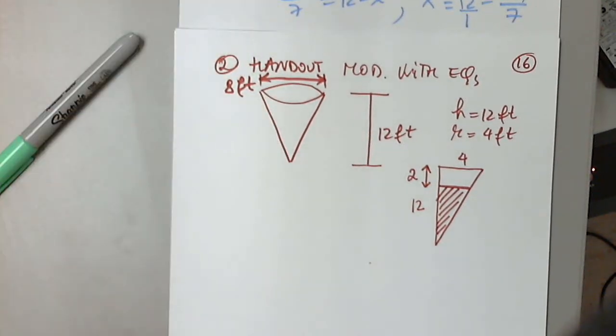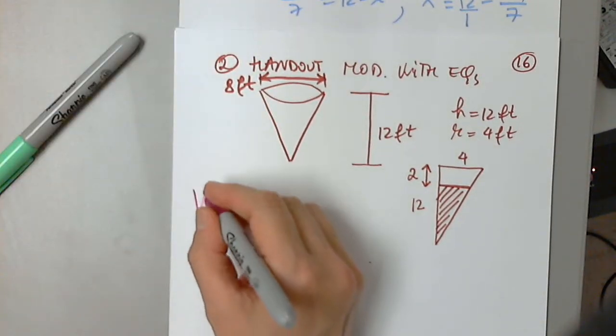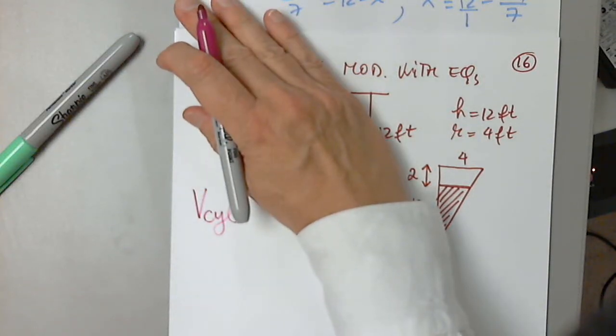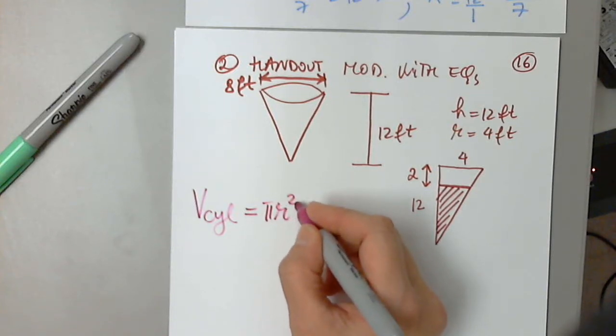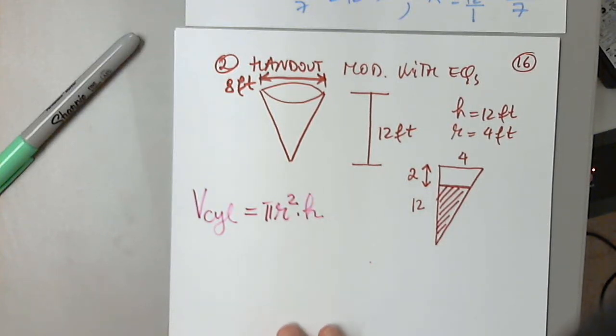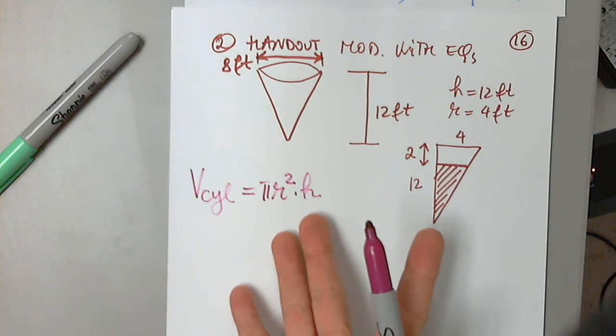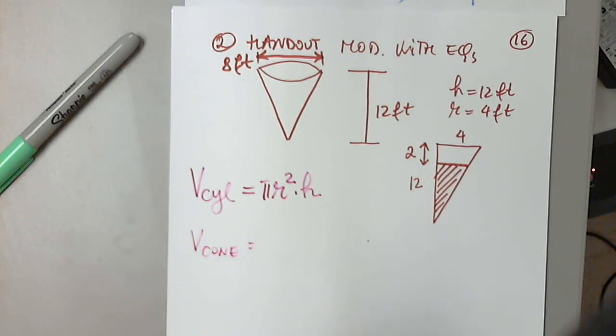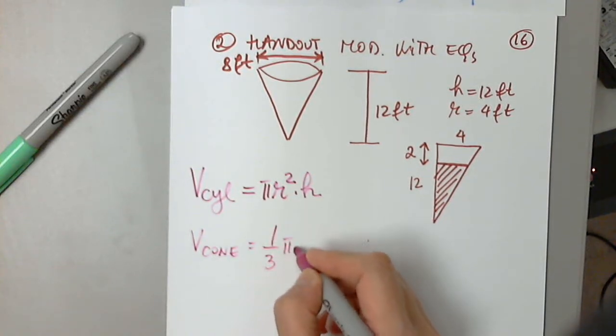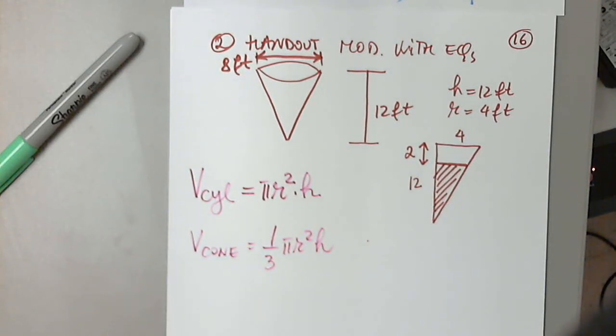Let me refresh your memory on some formulas. The volume of a cylinder, this is not a cylinder, but the volume of a cylinder is the area of the base times the height. Why am I referring back to this? Because the volume of a cone is 1/3 of that. So if you remember the volume of a cylinder, pi r squared, area of the base, times the height, then you will remember the volume of a cone as being 1/3 of that.